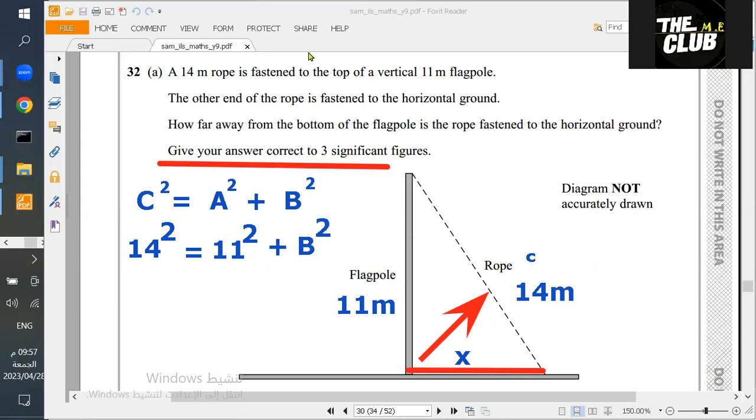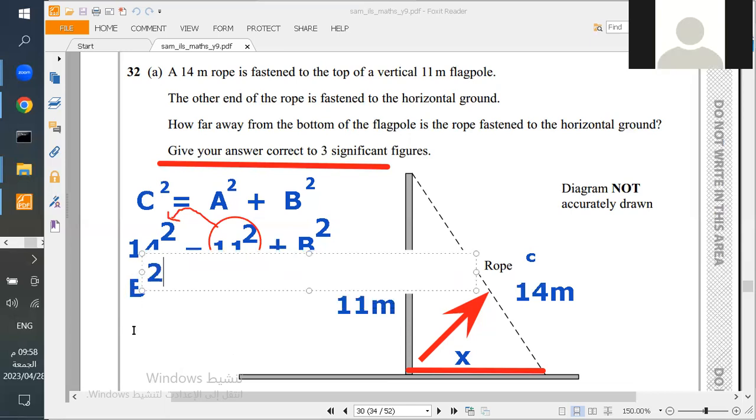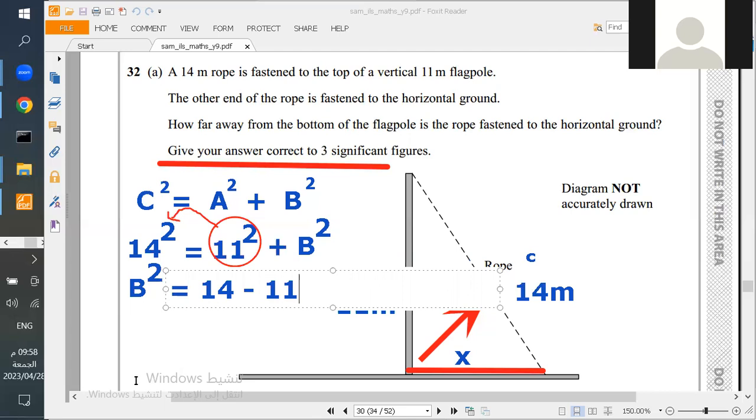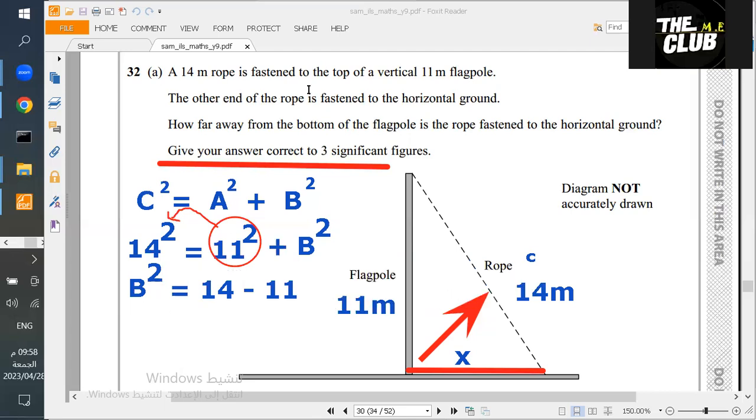What's next? Before that, we need to get rid of the square. First we leave the B squared alone, and take the 11 squared to the other side. B squared equals 14 squared minus 11 squared. Good. Let's do it on the calculator.